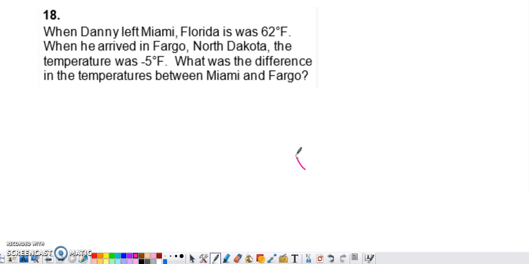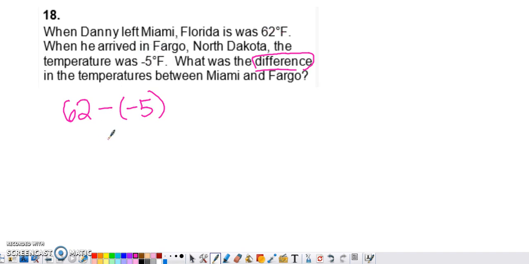Number 18. When Danny left Miami, Florida, it was 62 degrees Fahrenheit. When he arrived in Fargo, North Dakota, the temperature was negative 5 degrees Fahrenheit. What was the difference in the temperatures between Miami and Fargo? Okay, so on this one, you could actually write a subtraction problem because that's what difference means. And so the problem you would write would be 62 minus a negative 5. Now, I know that seems weird, but we're taking our larger temperature minus our lower temperature, okay?